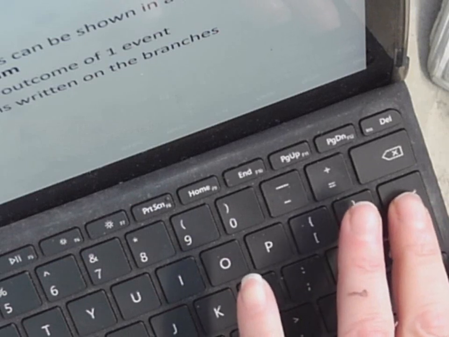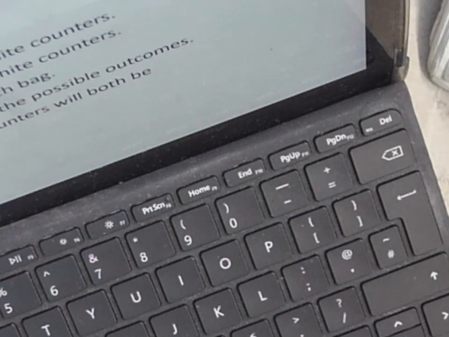Okay, everyone? Right, okay, example 1. Bag A contains 2 blue counters. It's page 198, question 7 if you don't want to write it down.